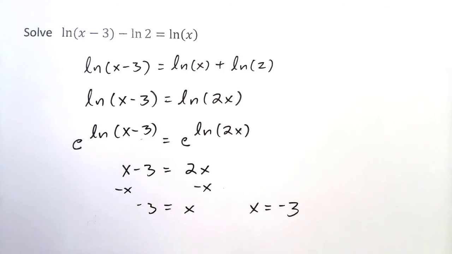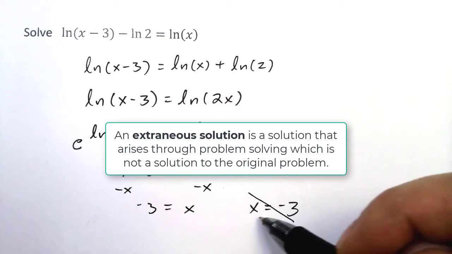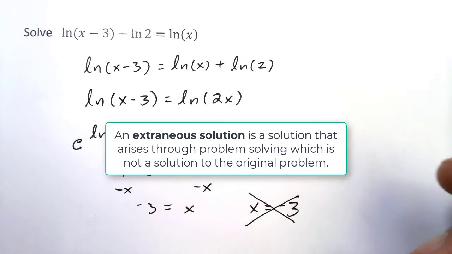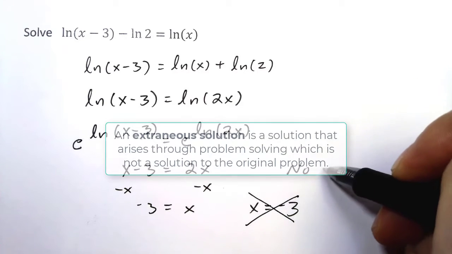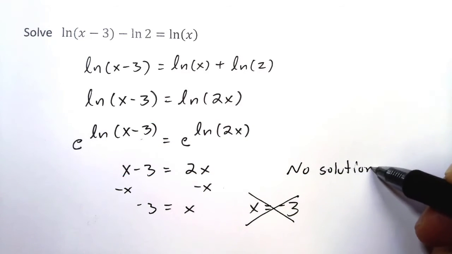Can't take any logarithm of a negative number. That is undefined. And so this, in fact, while it is a solution to the equation that we came up with here, it is not a solution to the original problem. It's what we call an extraneous solution. And so for this problem, the answer is no solutions.